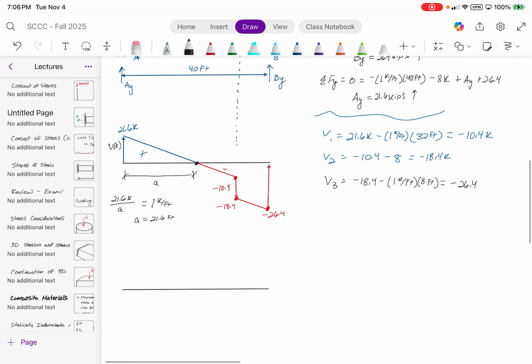So, first moment is just going to be the area under that blue triangle. 1/2 times 21.6 times A, which is 21.6 feet, which gives us a bending moment of 233.28 kip feet.